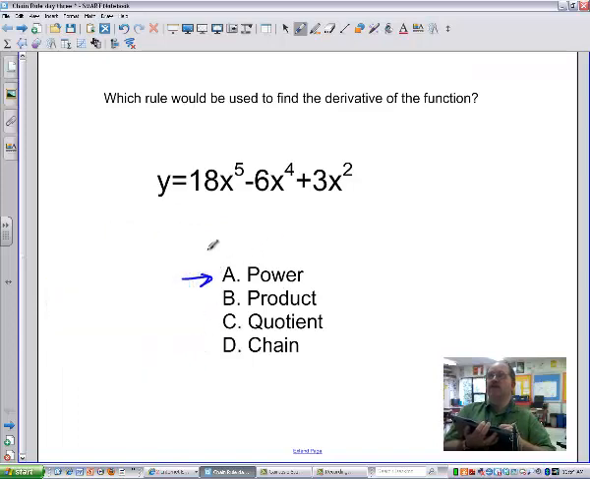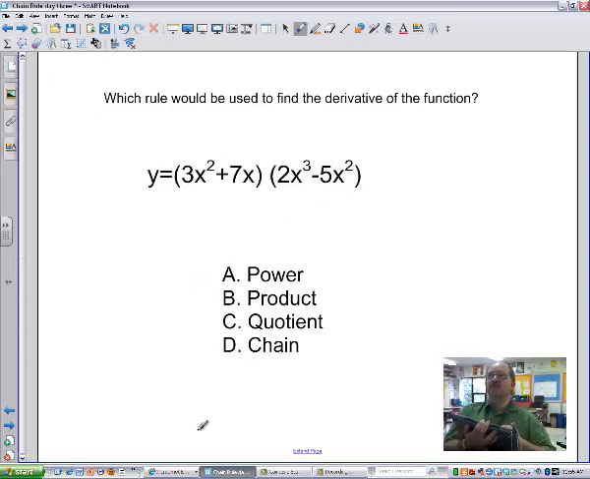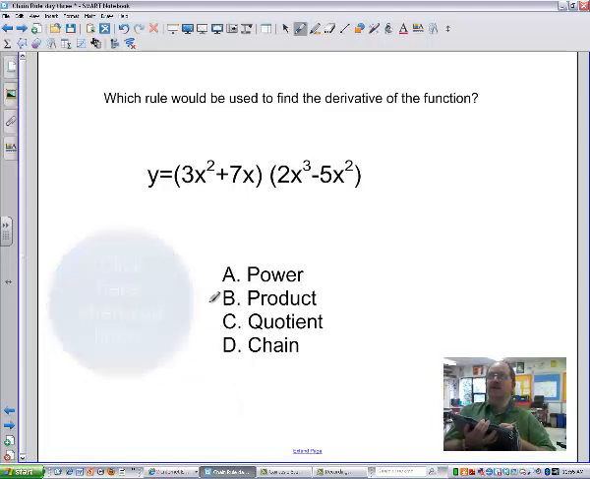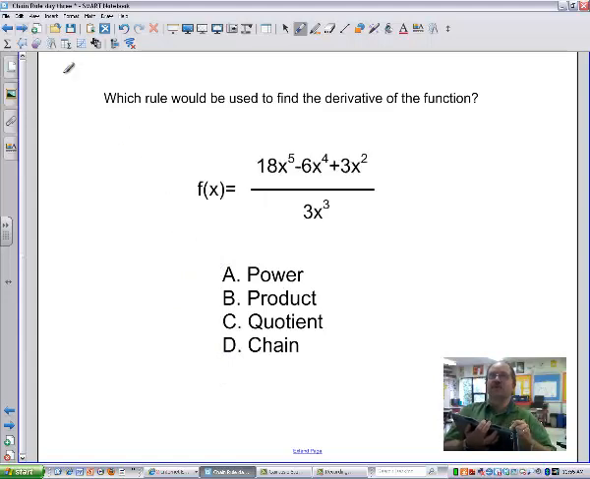It was just straight, everything to a power, and we could get that answer easily. Let's go to the next one. Which rule could we use to find the derivative of this function? Alright, hopefully you recognize that it's the product rule, first and foremost. And within the product rule, we'd have to use our power rule. So we can end up using a couple of different rules as we're working our way through these various derivatives as we go.